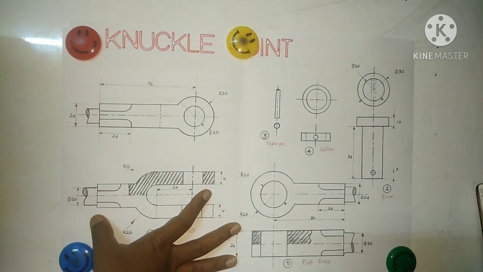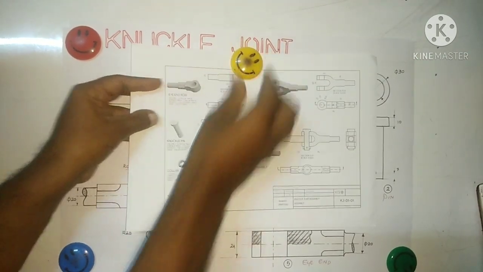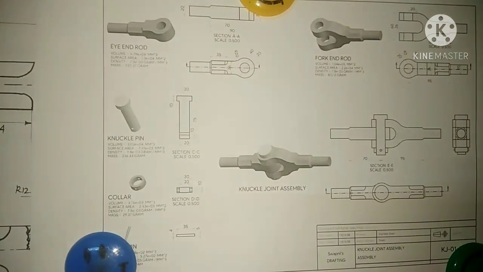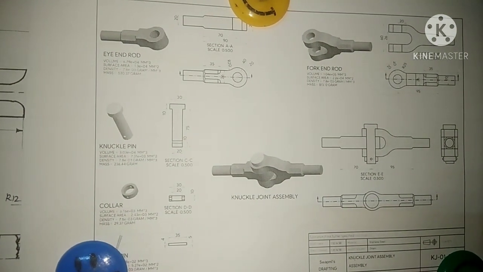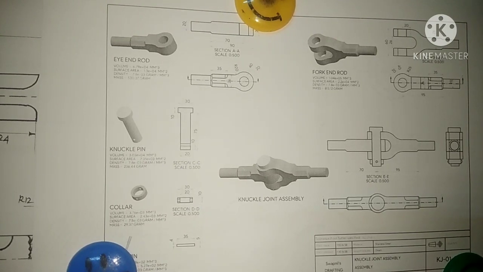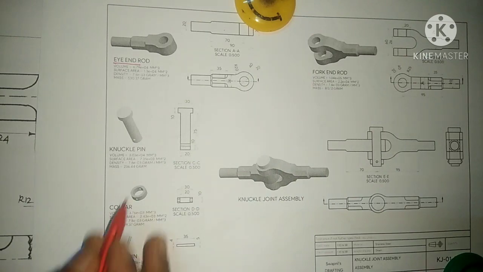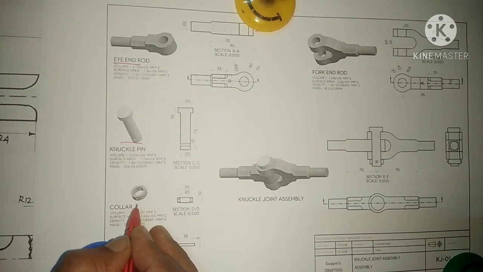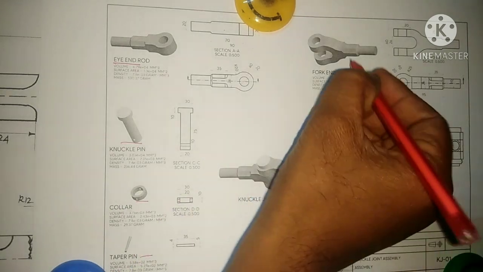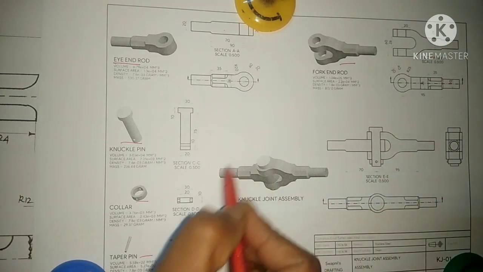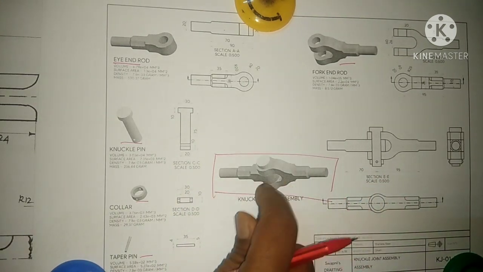If you want more clarity, just see the 3D figures of this knuckle joint, how it looks. Now I show the eye end, this is the three-dimensional figure, how it looks. You can see the eye end looks like this. Then the knuckle pin is going to come here. Then the collar. Then you can see the taper pin. Now this is the fork end. These are the details given here, and it is going to attach and looks like this.